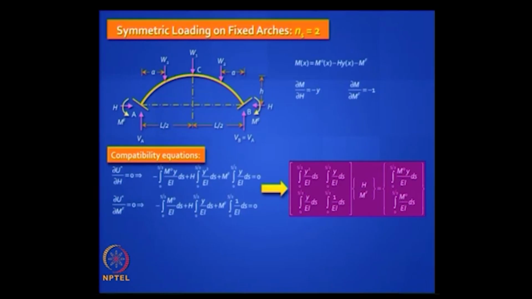to this form. Remember earlier when you had only the unknown horizontal force, you had only integral y squared by EI. Now you have this. So this turns out to be a flexibility matrix. Your two unknowns are H and MF, and there are some solved problems in the book. And these are properties of the arch which you can calculate by integration.